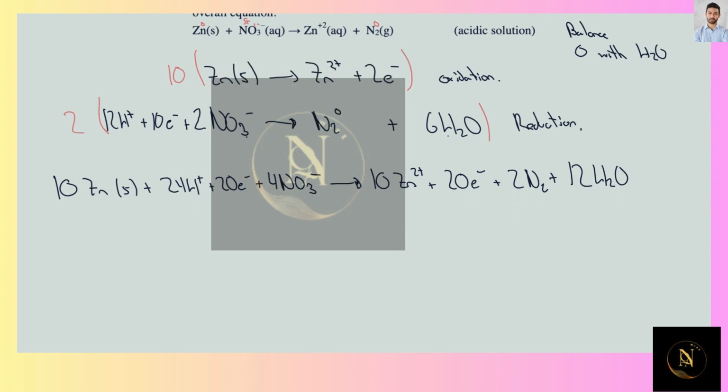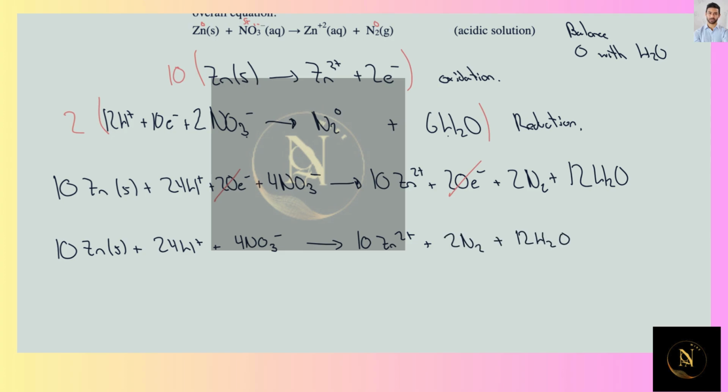What we can cancel over here are going to be the electrons on both sides of the reaction, and this would be our final balanced reaction, which we're going to have 20 of zinc solid plus 24 protons plus 4 of NO3 minus. That is going to produce 10 of zinc 2 plus, 2 of N2, plus 12 water molecules.